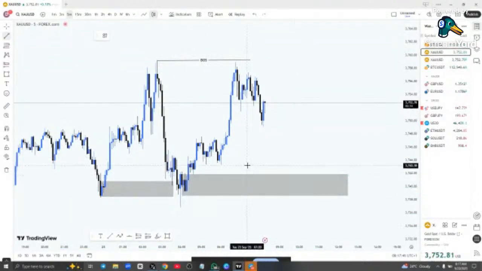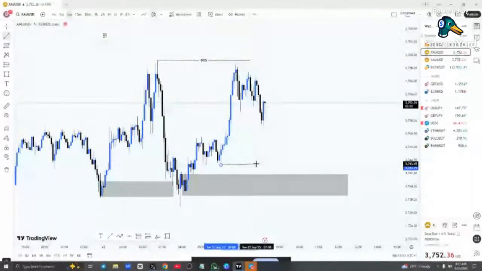Liquidity is present. The only thing that is not clearly present now is a break of structure. And there's a break of structure.